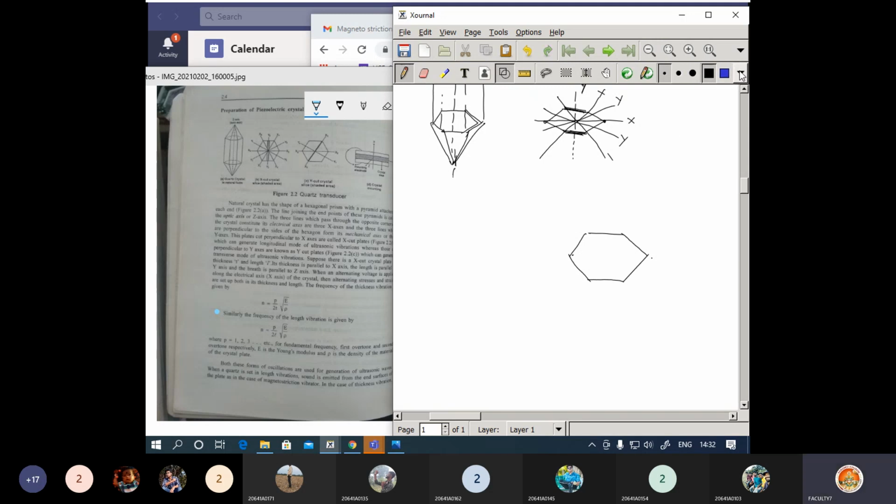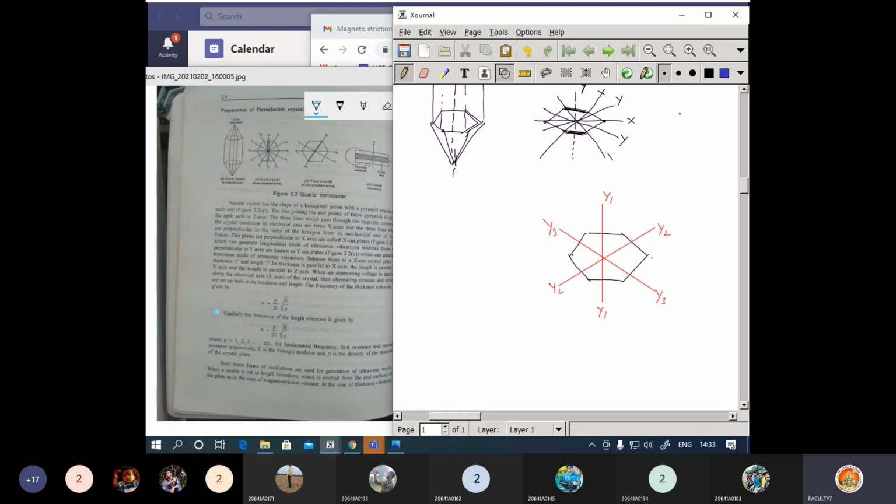Okay, now here we are going to mark y's first. So these are the two faces, and these are the two faces, and these are the two faces. So you mark this as y1, y2, y3. Same on this side also, y1, this as y2, this as y3.